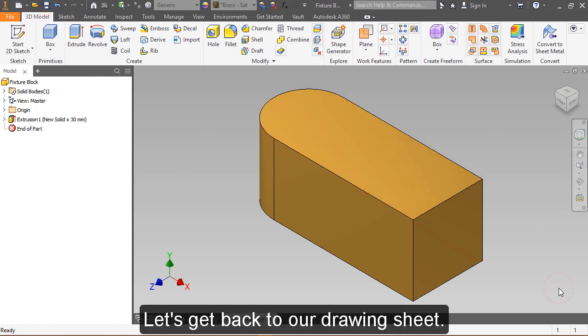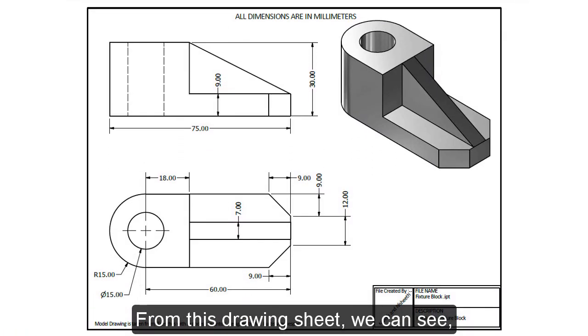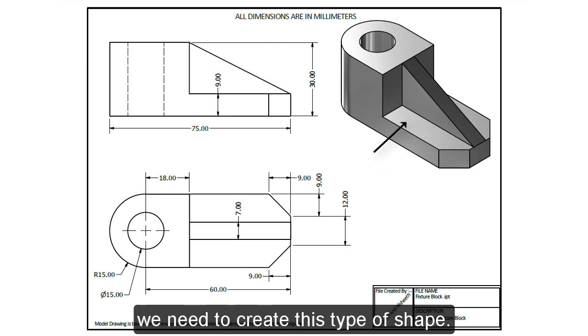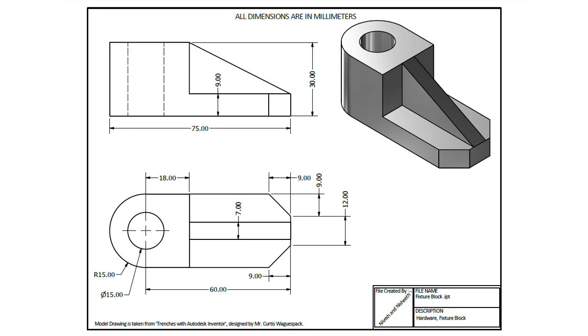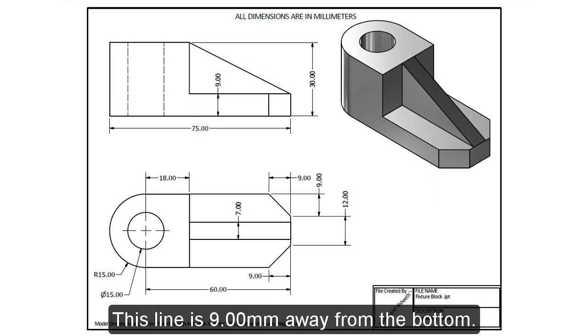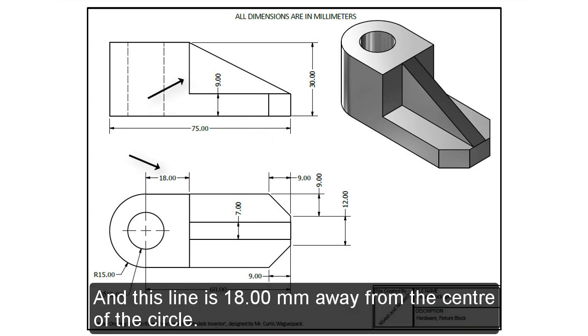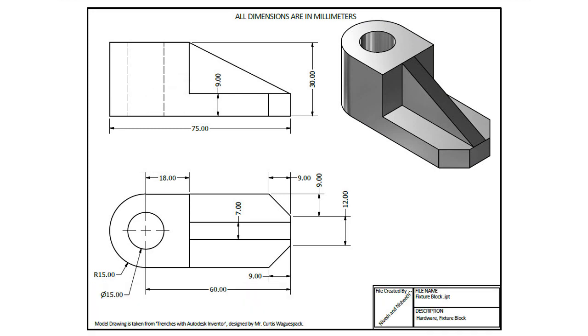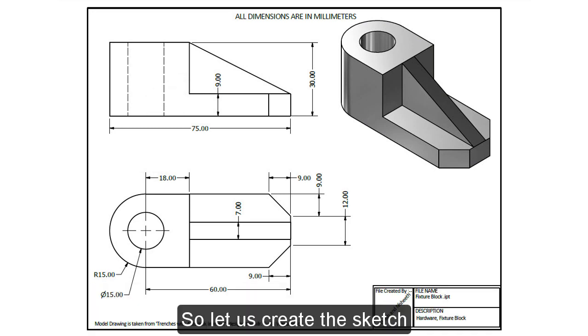Let us get back to our drawing sheet. From this drawing sheet we can see we need to create this type of shape. The dimensions to create this shape are mentioned here. This line is 9 mm away from the bottom and this line is 18 mm away from the center of the circle. So let us create the sketch on the basis of these dimensions.